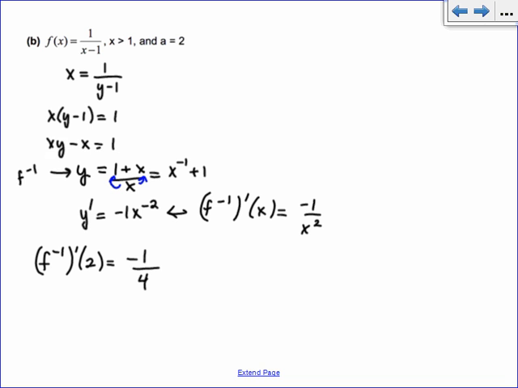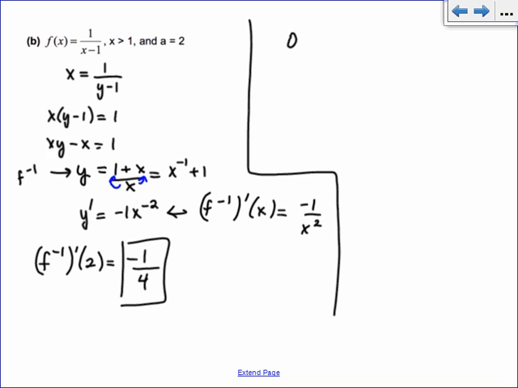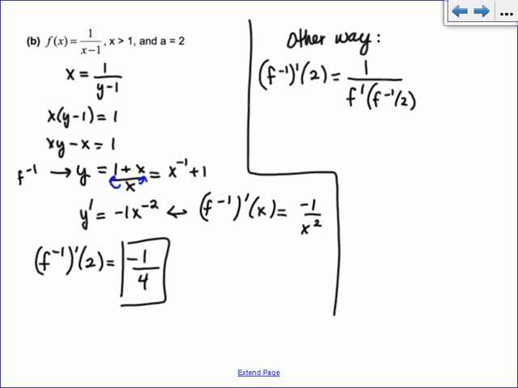Does that make sense? Does it work the same way without it? Sure. The other way would be to say, I want f inverse prime of 2, so I want 1 over f prime of f inverse of 2. So you're saying, what x value do I plug in to get 2 out as my y value? That's where it gets a little bit tricky, because you have to solve 1 over x minus 1 equals 2.